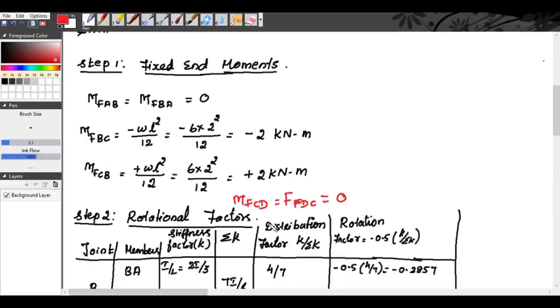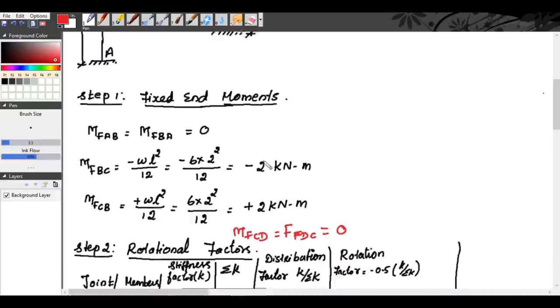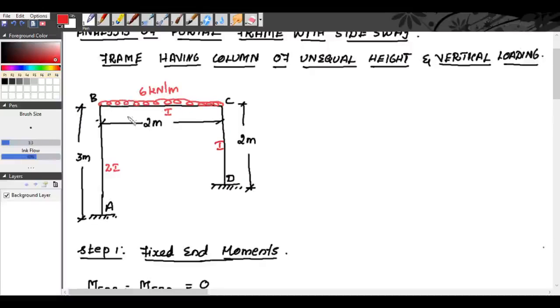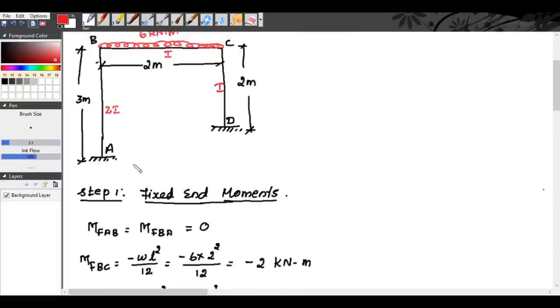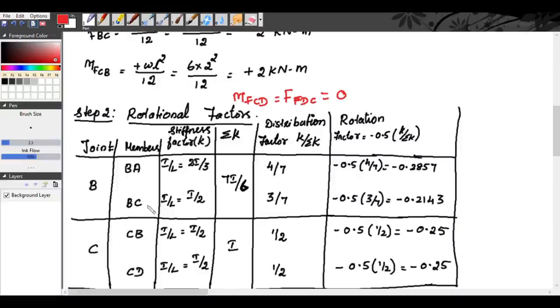Now, step 2, we will find the rotation factors. We know the rotation factor is equal to minus half of the distribution factor. Distribution factor is K by sigma K. First of all, we will consider the joints. We have joints B and C where more than one member acts. At B, we have the members BA and BC. At C, we have the members CB and CD.